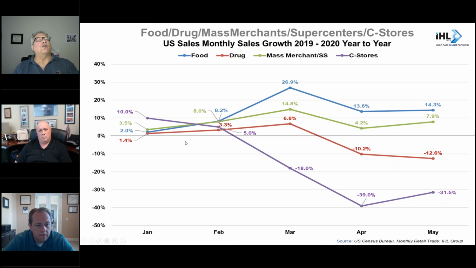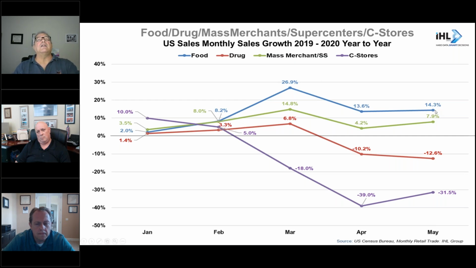But then as COVID-19 happened, all of a sudden some things started to change a little bit. If you look at the blue curve, that's food and grocery. They're up 26.9% in March. That's a really big jump, but it makes perfect sense because this is where people were going to get their food. This is where people were going to get their supplies and so forth, just to maintain a standard of living.